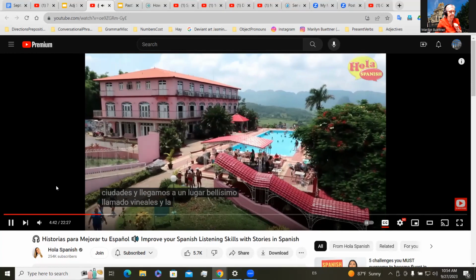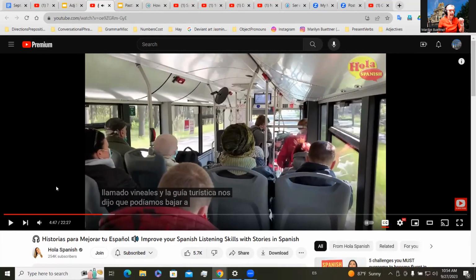Y la guía turística nos dijo que podíamos bajar a ver... La guía turística, the tour guide, ¿sí? Nos dijo, told us. And this is going to be the standard, nos dijo, told us. That's always an event. We arrived, the guide told us, yeah? So the bus pulled up, that's the llegamos part, and it stopped, yeah? Llegamos, we got there. El guía nos dijo, the tour guide told us. And notice, told us that we could get off. Nos dijo, because that's just, it came out of her mouth. It's an event that we were able to get off.